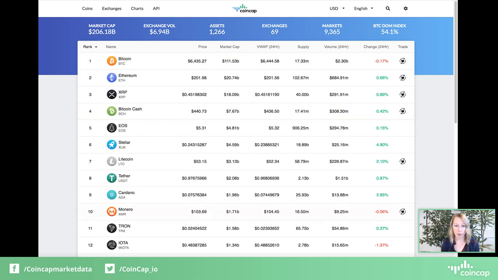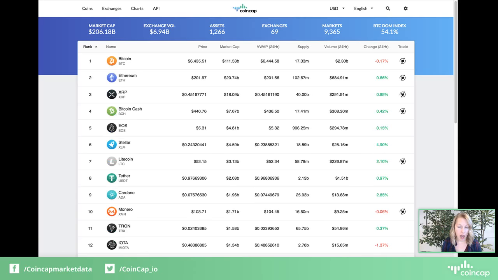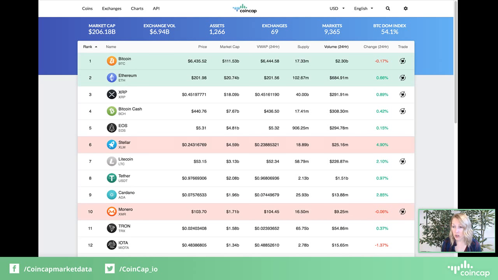You've got your market stats. You can see everything that we're collecting from 69 exchanges, 1,266 assets. But I really love to navigate through these columns here depending on what I'm looking for. These are generally ranked, and that rank is right over here, and that's how it's sorted, so you can go up and down on rank. But I really like to sort by volume.